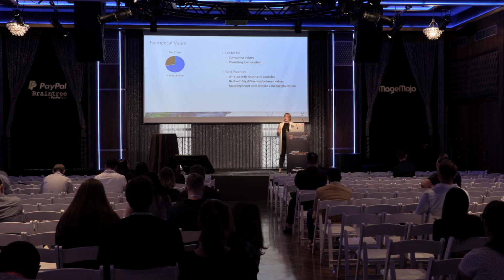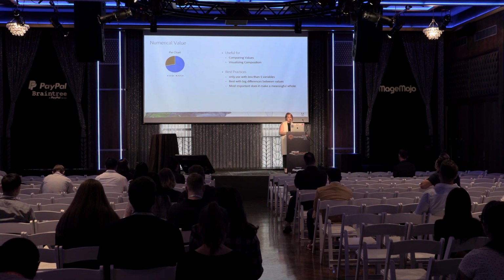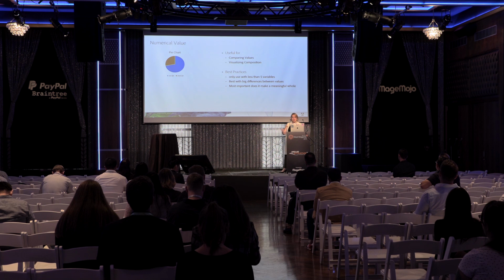You generally only want to have about 5 different variables represented here. Otherwise, it just becomes unintelligible. And it's also good to have some differences between the values so that they're not all just showing the same exact size or very close similar sizes. But if you do decide to use these, they're good for showing compositions and comparing values. So they do have their uses.